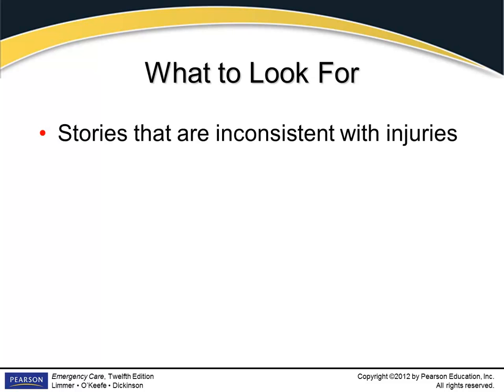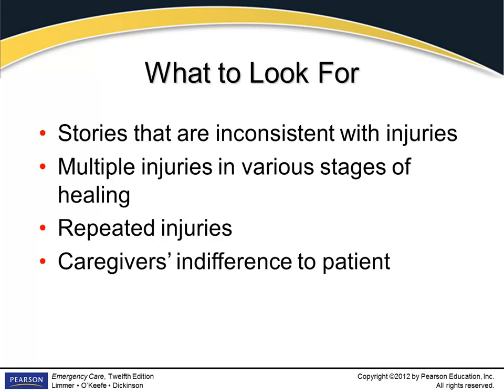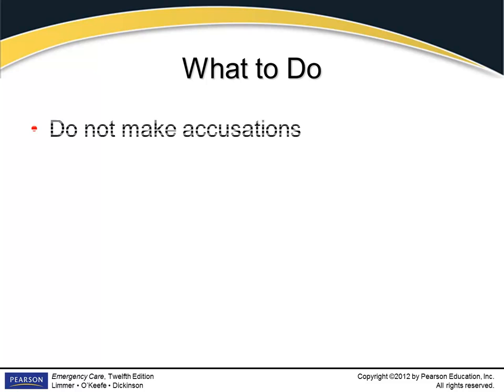What to look for? If you get different stories about what's going on, particularly with a child, they say one thing, family says something else, that's an indication that you may have a problem. Multiple injuries in various stages of healing, repeated injuries in the same area. If the caregiver seems indifferent to the patient, you'd think if you're abusing somebody, at least you'd act attentive when EMS comes, but you'd be surprised that it doesn't happen. Be careful that you don't accuse the caregiver or the parents at that time. The abuse may be coming from outside of that central area, so don't accuse.